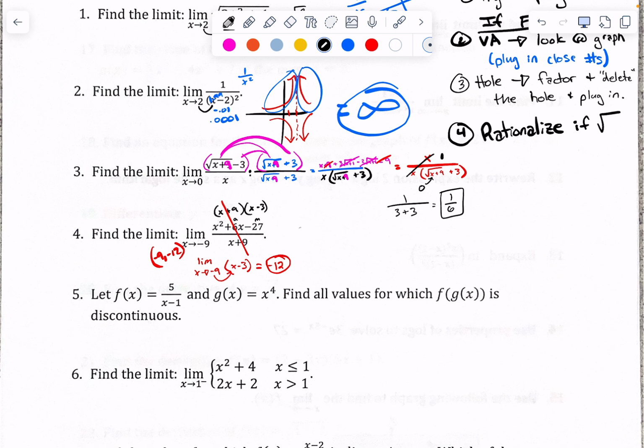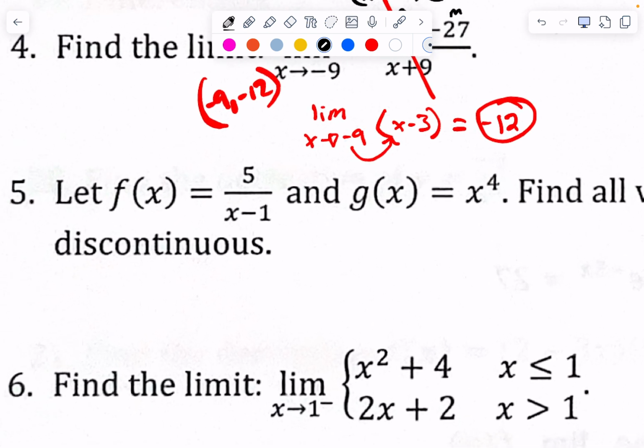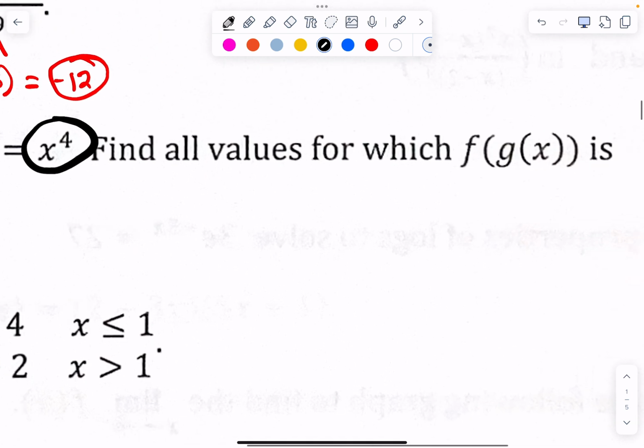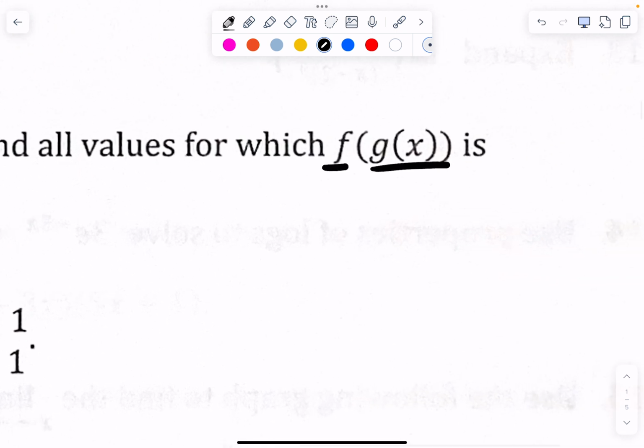Okay, 5. Are we ready for 5? Are we happy with that? Happy with 4 and 3? 5, let f of x be this guy, which is a rational function. He has a VA at 1. This guy's an x to the 4th power function. He is a w. Find all the values for which f composed of g of x.